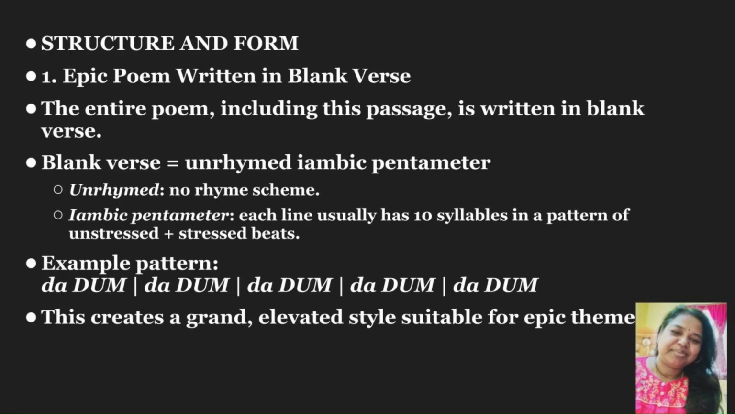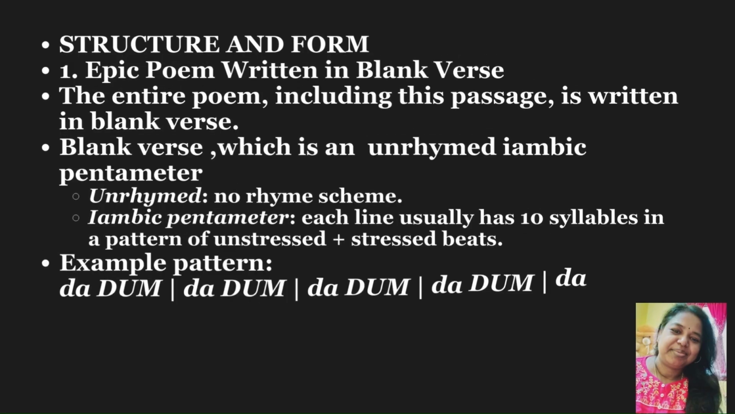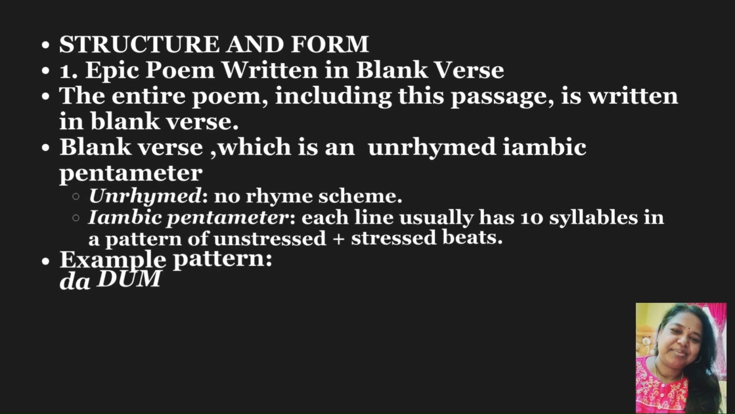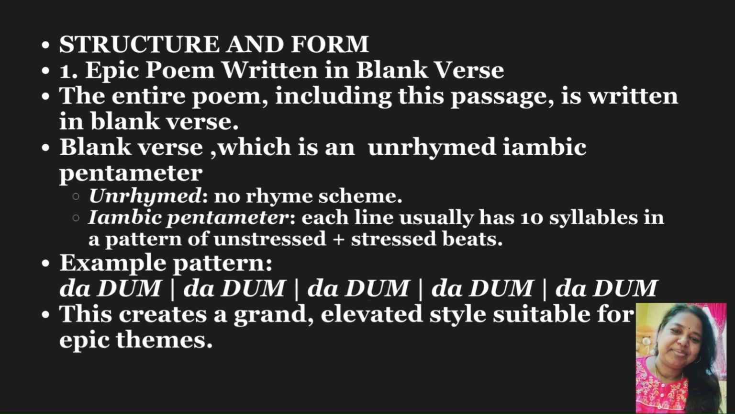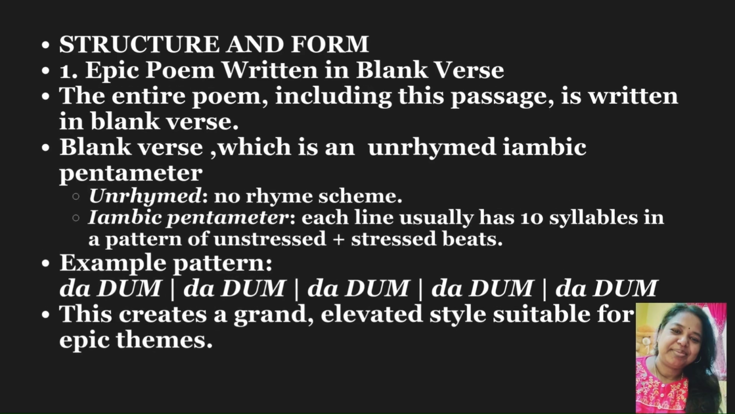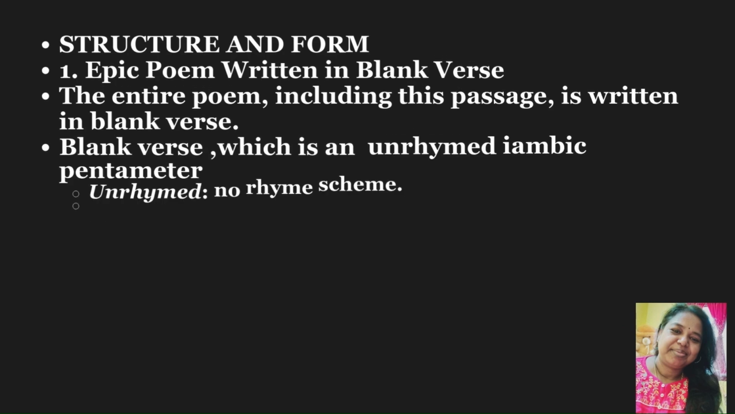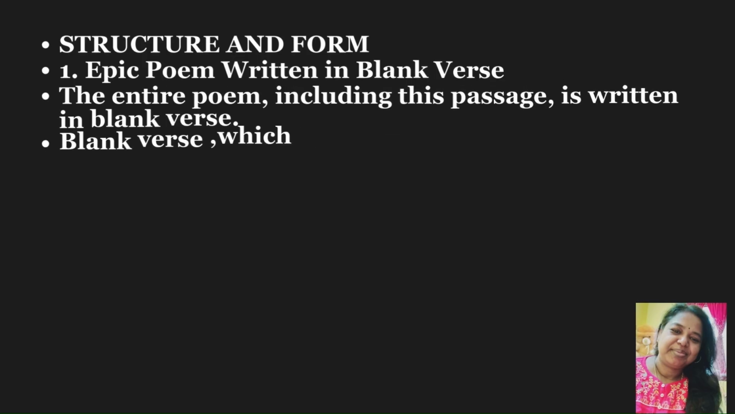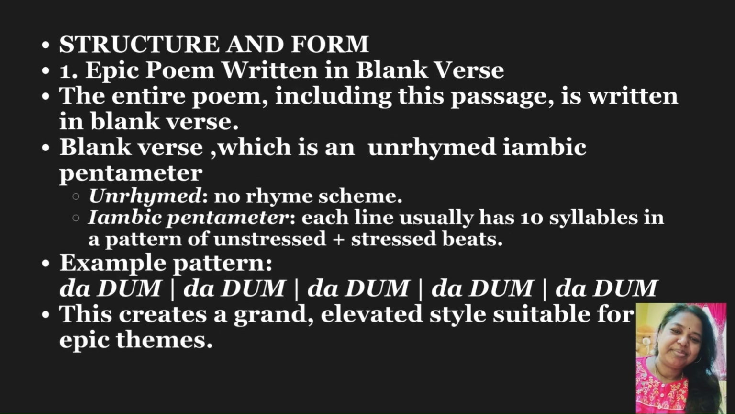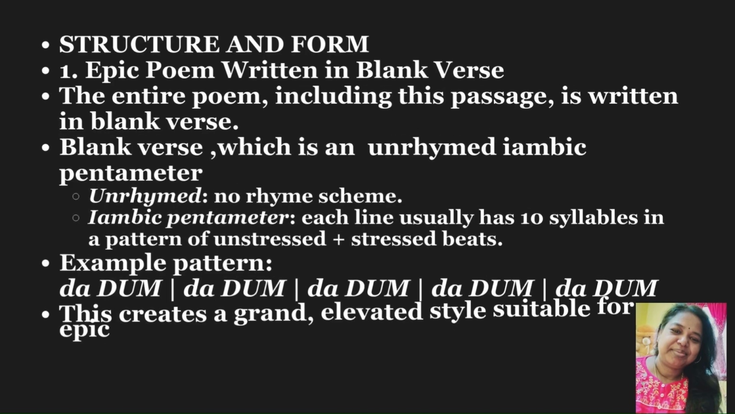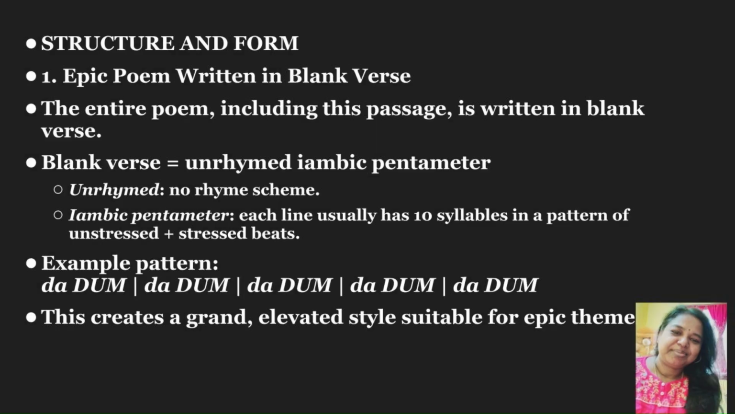Structure and form. 1. Epic poem written in blank verse. The entire poem, including this passage, is written in blank verse. Blank verse equals unrhymed iambic pentameter. Unrhymed: no rhyme scheme. Iambic pentameter: each line usually has 10 syllables in a pattern of unstressed plus stressed beats. Example pattern: da-dum, da-dum, da-dum, da-dum, da-dum. This creates a grand, elevated style suitable for epic themes.